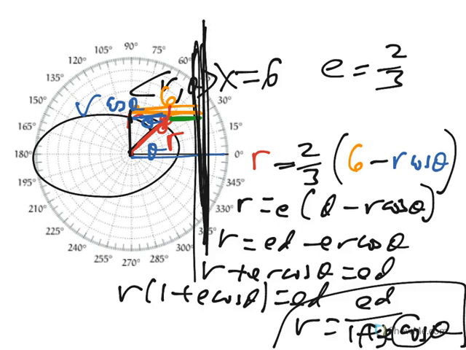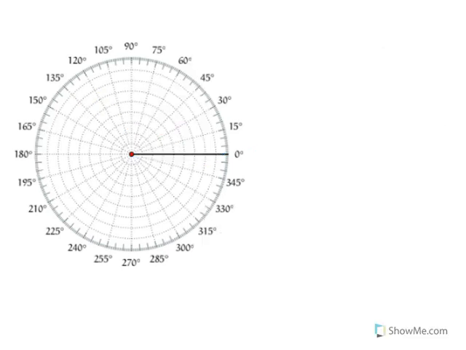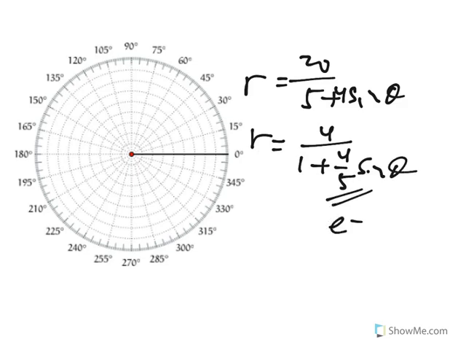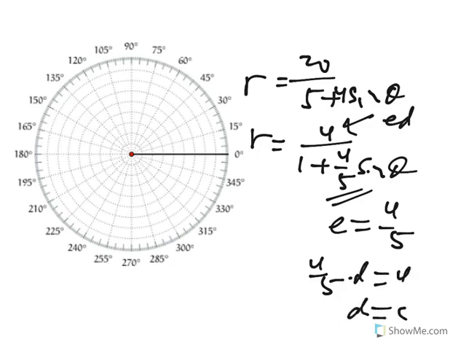Now we'll finish up by, for each of the 4 cases, I'll do a question and show you how you could graph it. So imagine the question said r equals 20 over 5 plus 4 sine theta. First thing I would do is divide by 5, so I get 1 plus 4/5 sine theta. Now I know that its eccentricity is 4/5, because that's e. This thing's ed, so 4/5 times d equals 4, so d equals 5. There's a sine here, so it's a horizontal directrix. There's a plus here, so the directrix is at y equals plus 5.